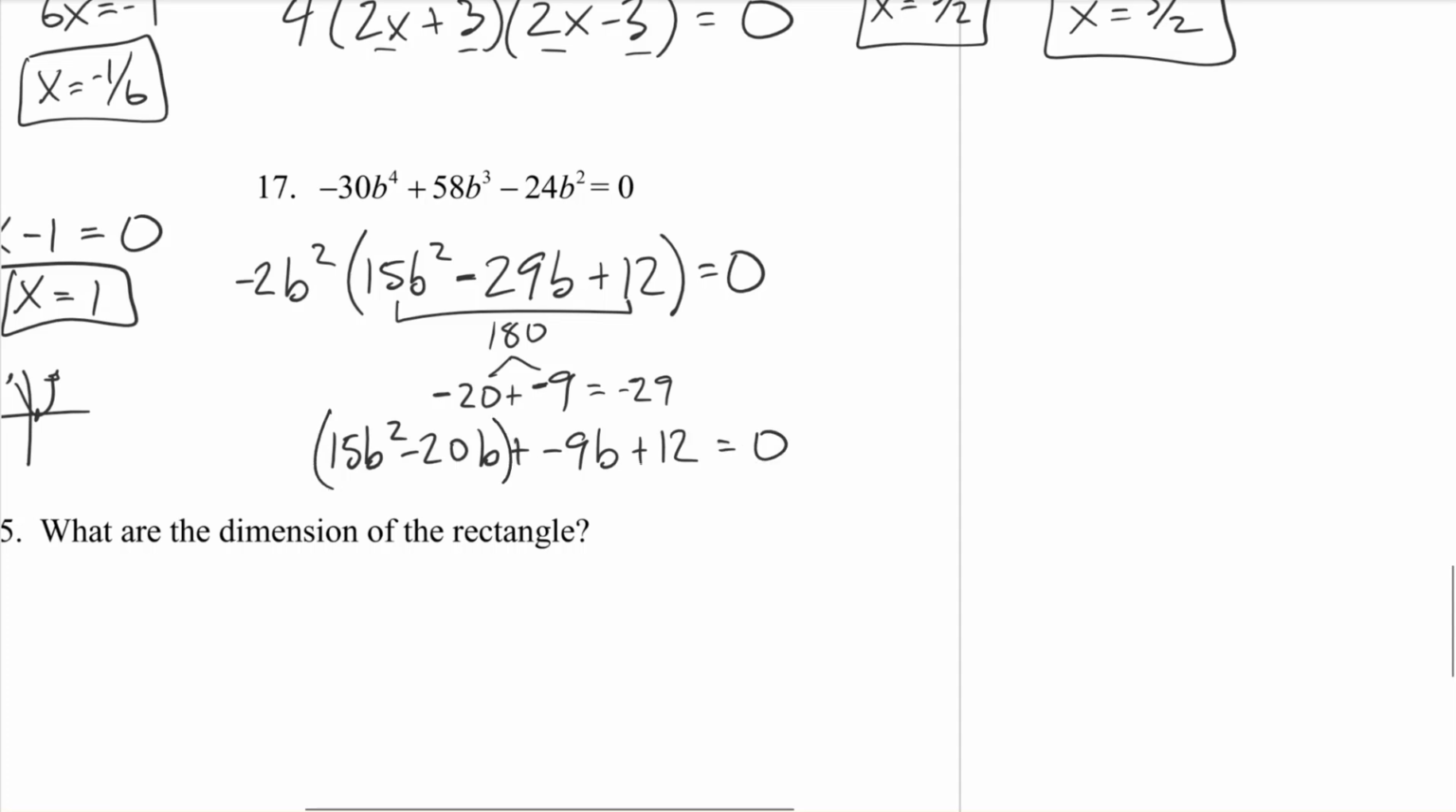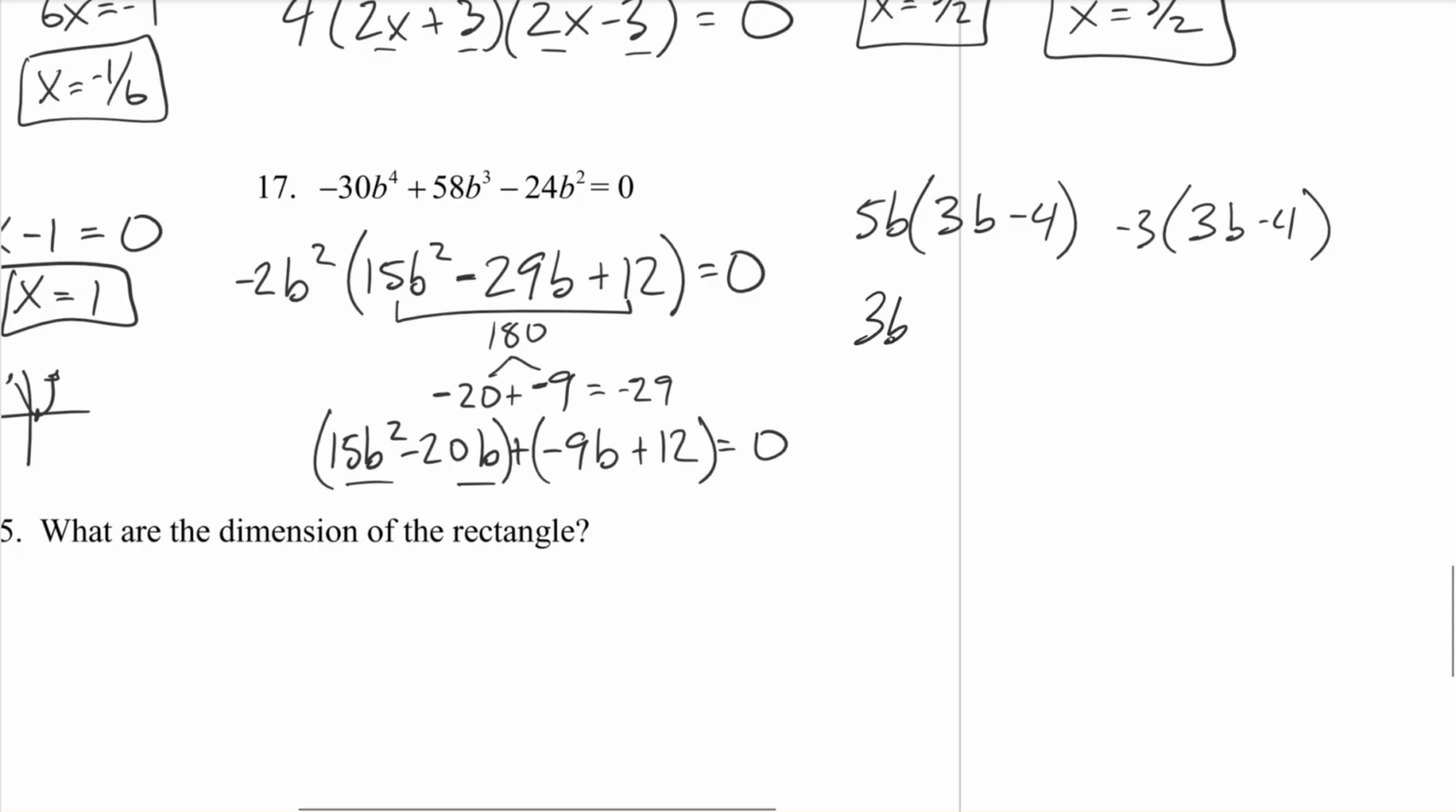So now when we group, see how we have that plus sign in between. So now we're going to factor, so what factors out of here? That would be a 5b times 3b, and 5b times negative 4, make negative 20. What do I want to have in my other one? 3b minus 4. And so that would be negative 3. So our factors are 3b minus 4 times the quantity 5b minus 3 equals 0.